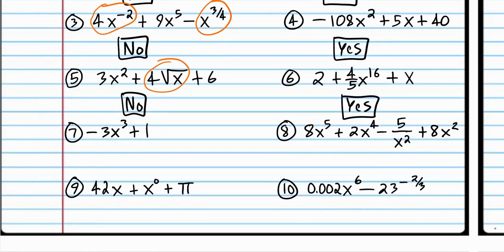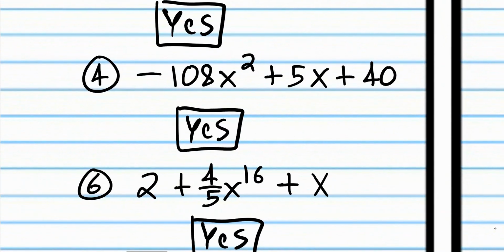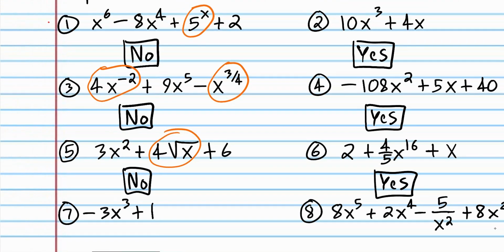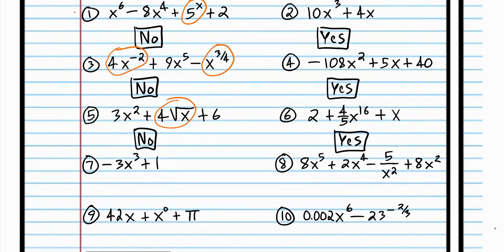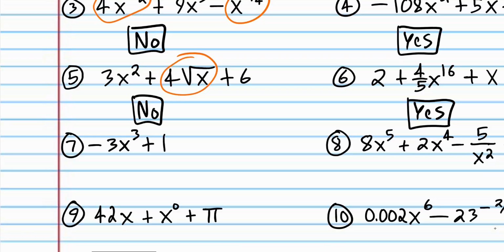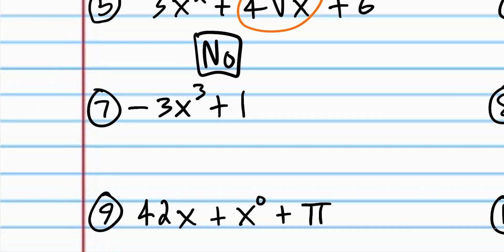And I forgot to mention, whatever number is in front of each term in a polynomial, those numbers are called coefficients. That's very important to remember. We've talked about coefficients a lot, but I just want to remind you that these numbers, 4, 9, -1, those are coefficients of each term. Okay, number 7 is a polynomial. There's nothing to disqualify it.